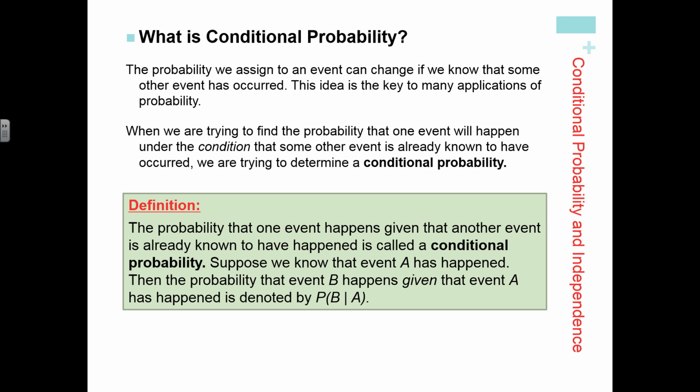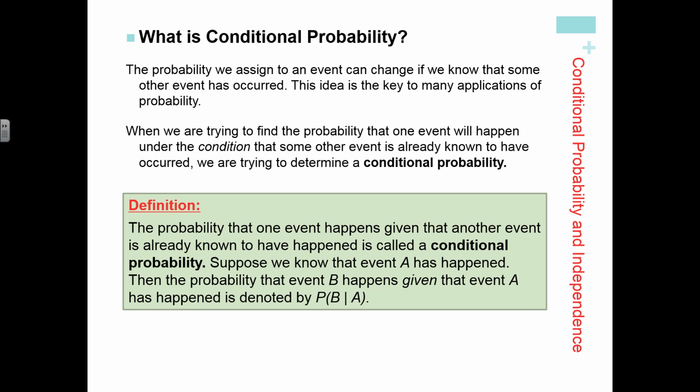The conditional probability is the probability that you're looking for based off of something that you already know happened, something that you know for sure happened. So in your scenario, it's going to say something like, knowing that this happened or given that this happened, find the probability of something else. That, again, is your conditional probability.